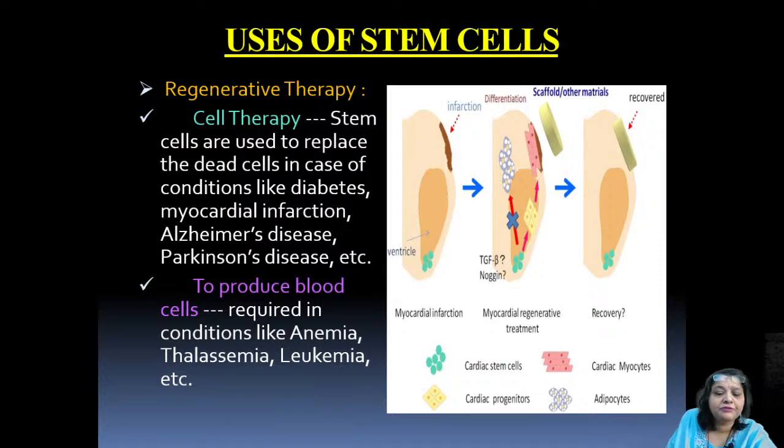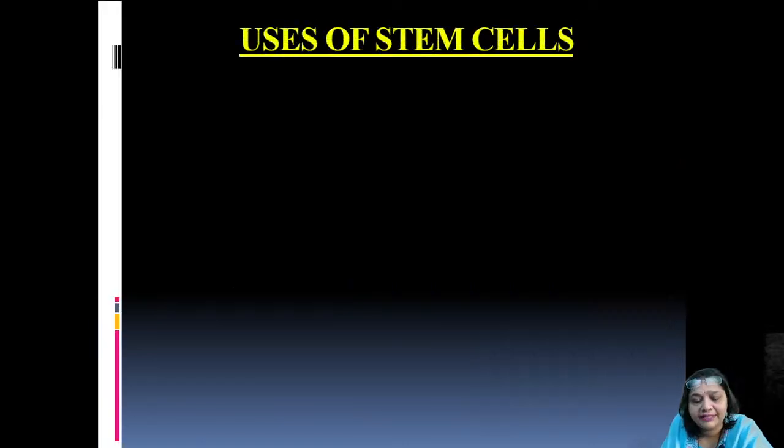Not only that, to produce blood cells, which are required in conditions like anemia, thalassemia, and leukemia, the stem cells can be utilized to produce the blood cells.